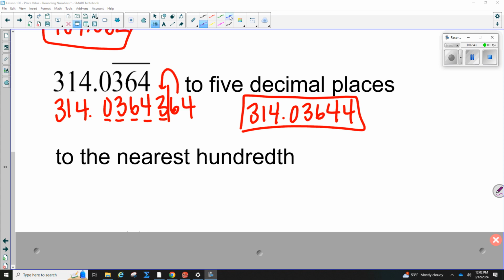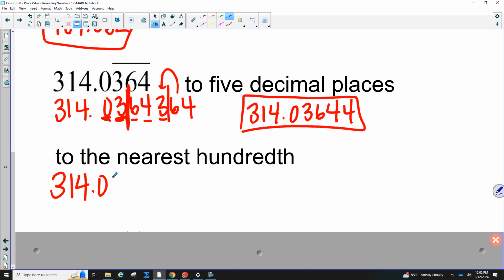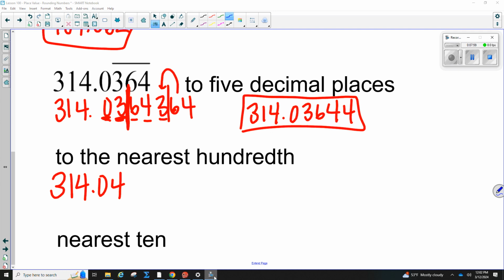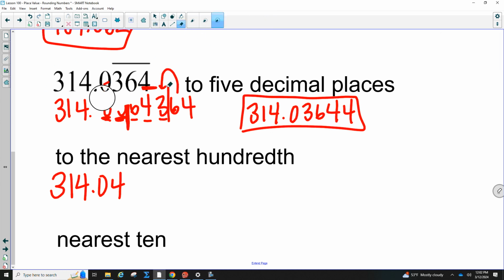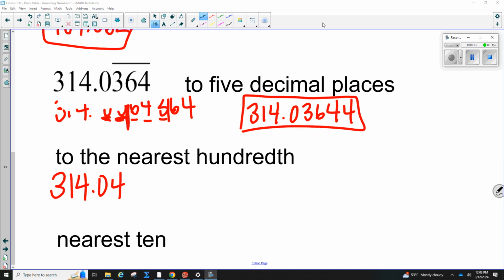Hundredths place. We've got the tenths and the hundredths right here. So this time we would do 314.04. Last one. Go ahead and round to the nearest tens place. Same number. Go ahead and pause the video. For the nearest tens place, here's the ones, here's the tens. The 4 does not round up, so I get 310.